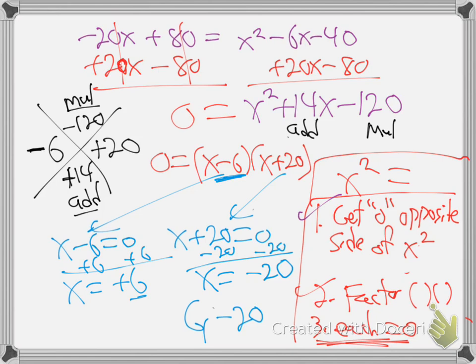Is that good for number 1? That's number 1. That's all that. That's so long. 6, negative 20.